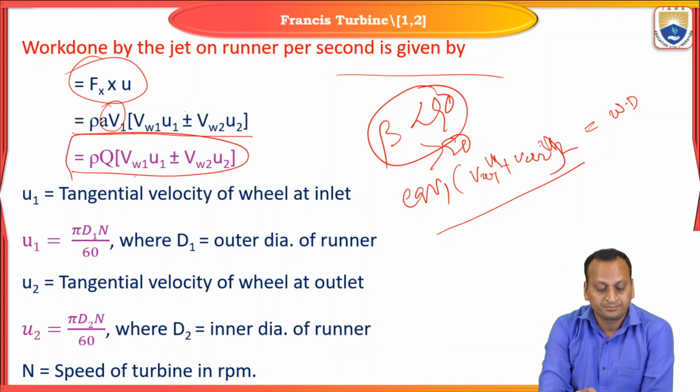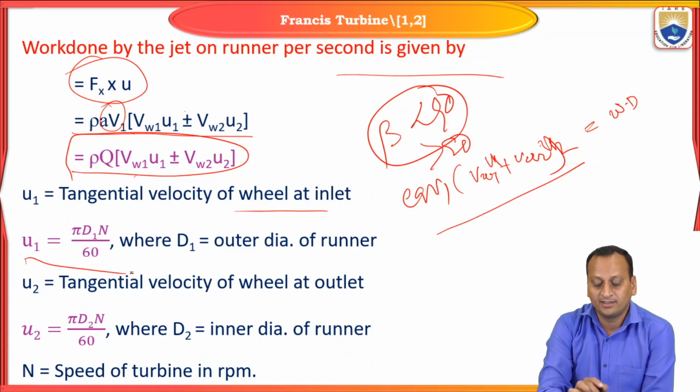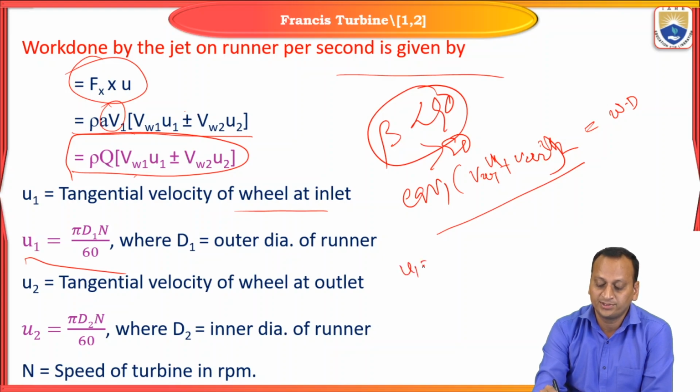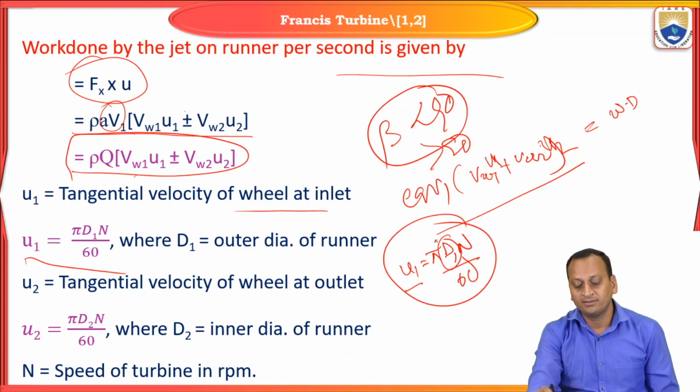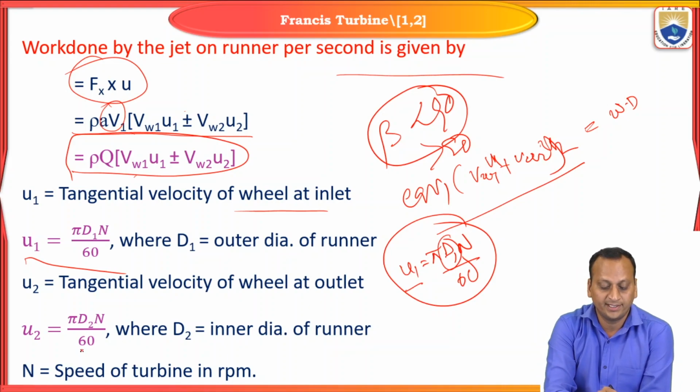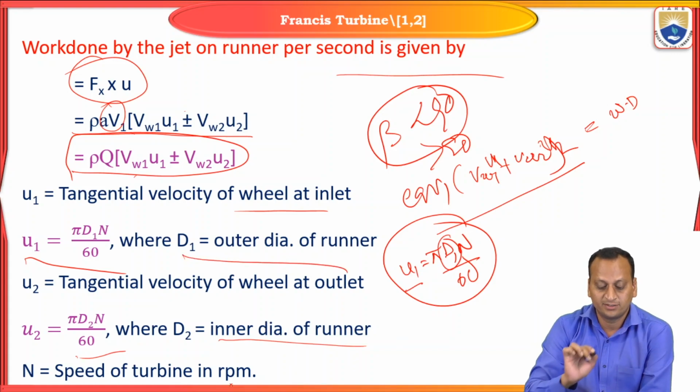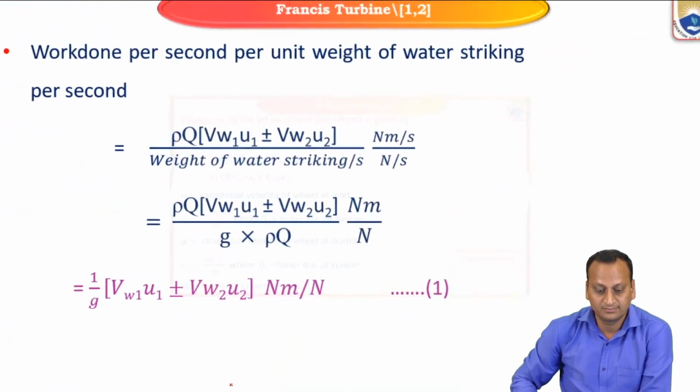Francis turbine. U1 is the tangential velocity of the wheel at inlet. This can be calculated using pi D1 N by 60. From this equation, we can calculate the inlet blade velocity, the runner inlet diameter, and the speed of the turbine also. Similarly, U2 equals pi D2 N by 60, where D2 is the inner diameter of the runner, D1 is the outer diameter of the runner, and N is the speed of the turbine in RPM.